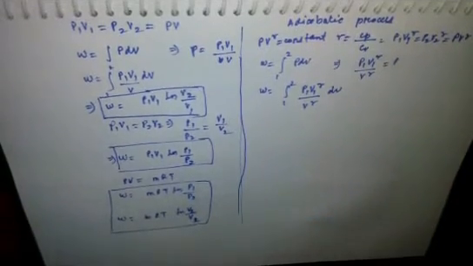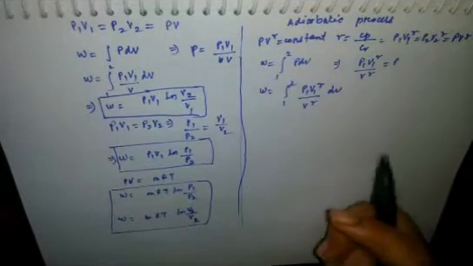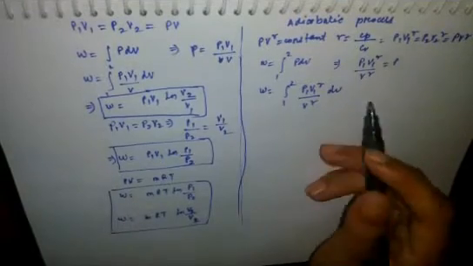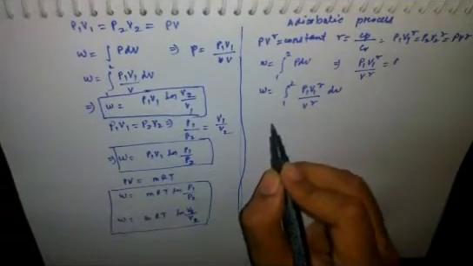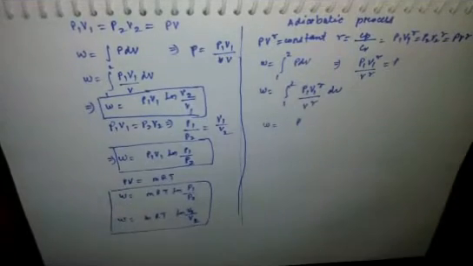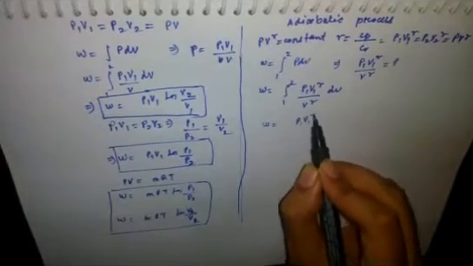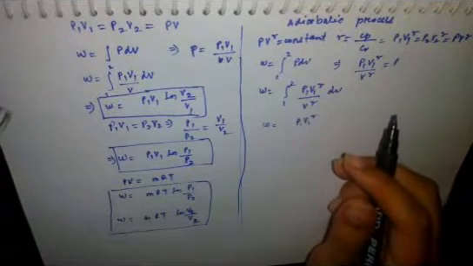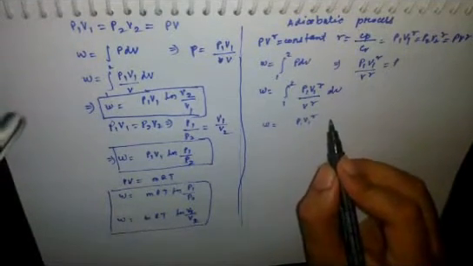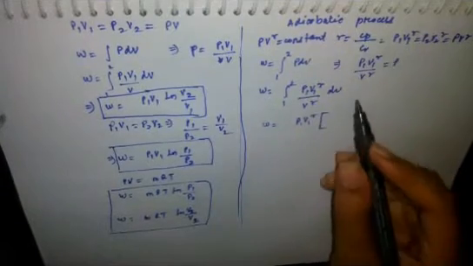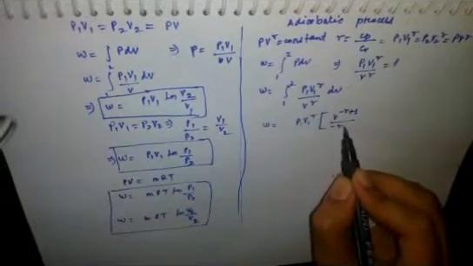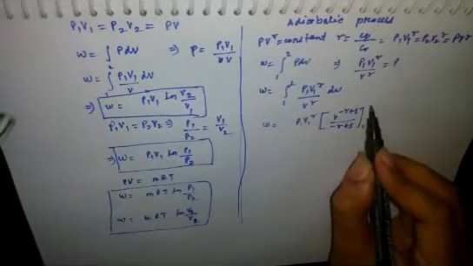Now we have arrived at this situation. Now what will happen if we integrate from 1 to 2, we get W. We are getting P1 V1 to the power gamma, and this will be V to the power minus gamma plus 1 upon minus gamma plus 1, from 1 to 2.